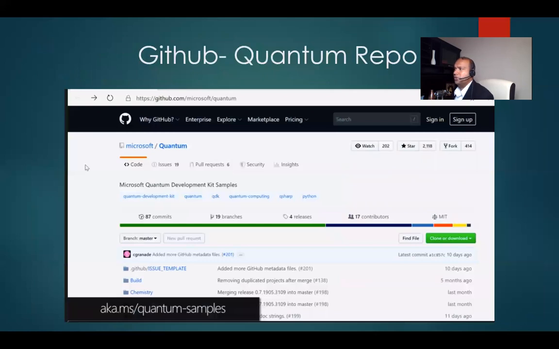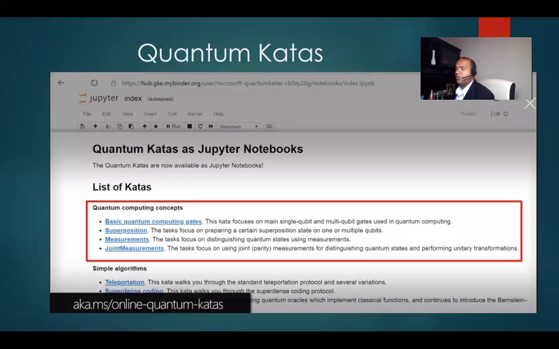And then here's the one for GitHub. This is the Microsoft one, github.com/Microsoft/quantum, and you can take this, fork it, and go forward with it. And there are quantum katas, these katas from Jupyter Notebooks, so you can start looking into that as well. Just type in Google quantum katas and Jupyter.